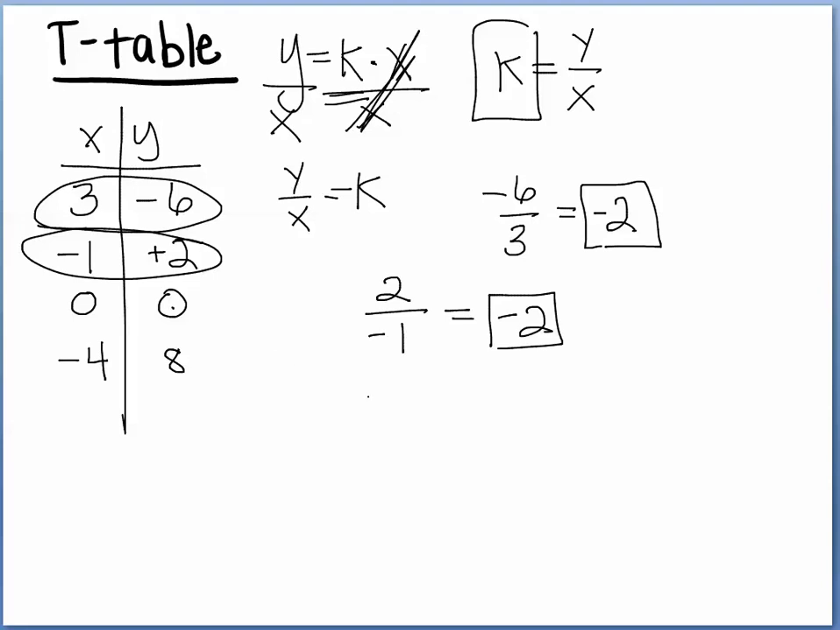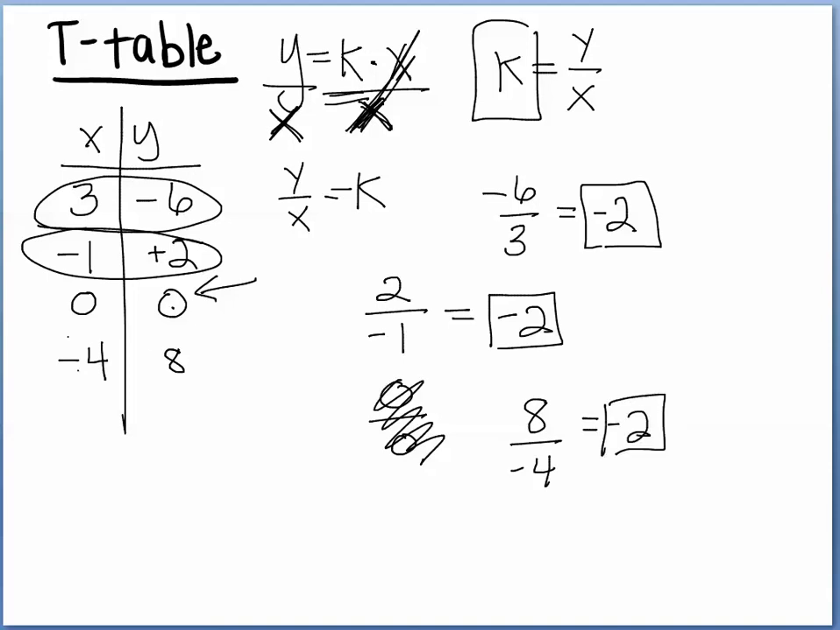0 divided by 0. Well, 0 divided by 0 doesn't really work because you can't divide by 0. And that goes to the idea that I divided by x here, and you can't really divide by x if x is 0. But x could be 0, so we'll come back to this one later. And let's do the last one. If I take 8 and divide it by -4, I also get -2. So I suspect it's correct, but the 0 over 0 thing kind of threw me.